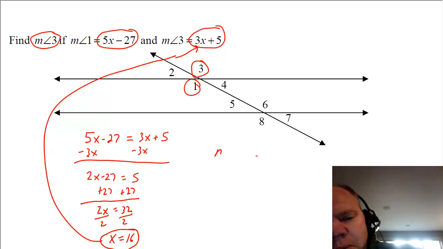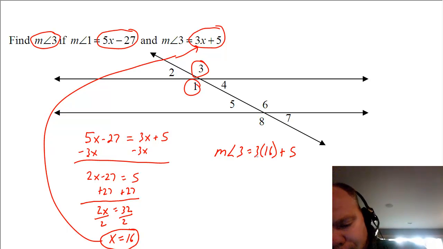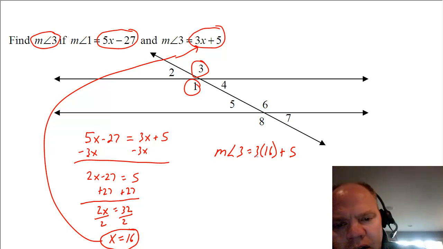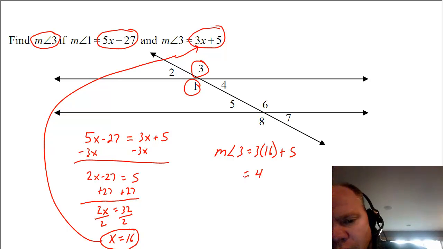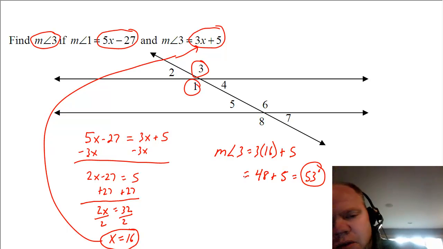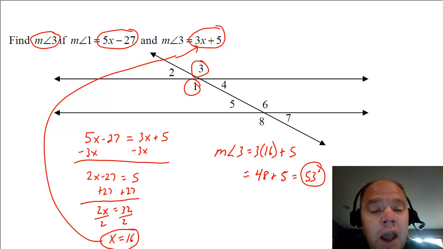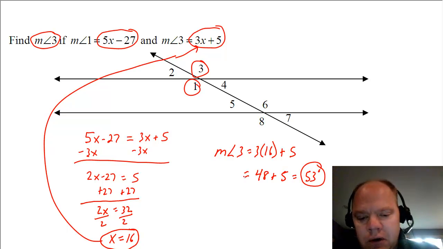So now what I'm going to do is say the measure of angle 3 is equal to 3 times, instead of x, I'm going to put in 16, plus 5. Well, if I evaluate that, 3 times 16 is 48, plus 5 is equal to 53. Therefore, the measure of angle 3 is equal to 53 degrees, exactly what we are looking for. And we know since 1 and 3 are equal, that angle 1 would also be equal to 53 degrees as well.